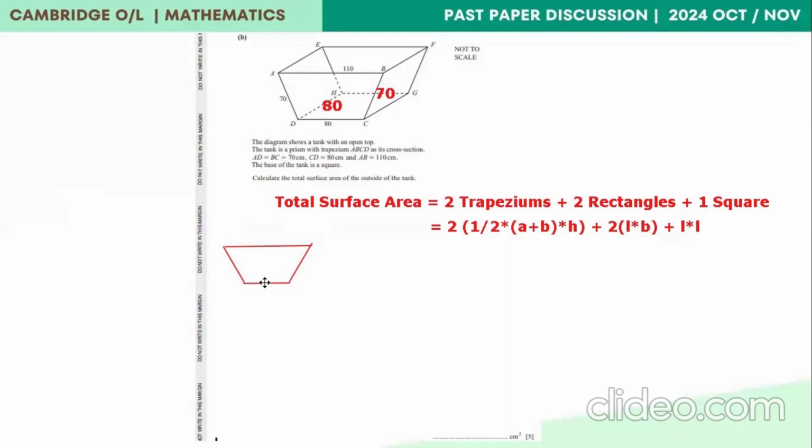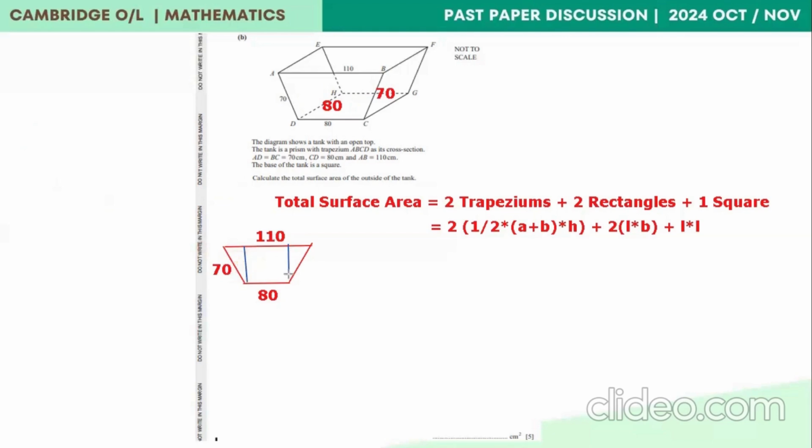So here we have 80 and here we have a total of 110, and this was given as 70. So now if we find the length of this part, then we can use Pythagoras theorem to find the length of the height.